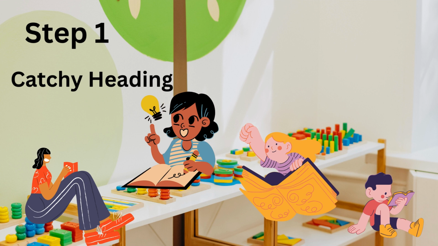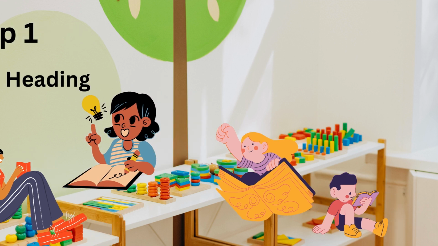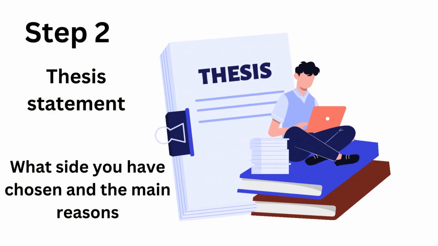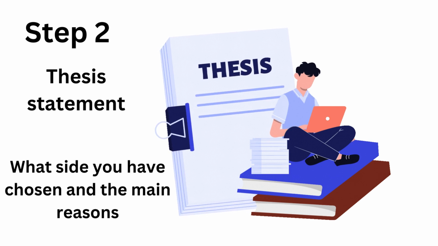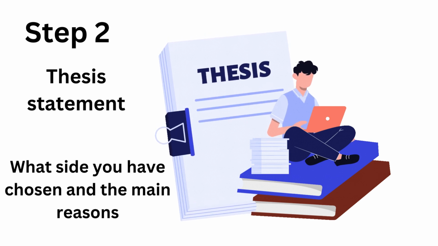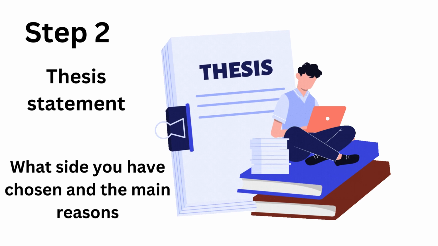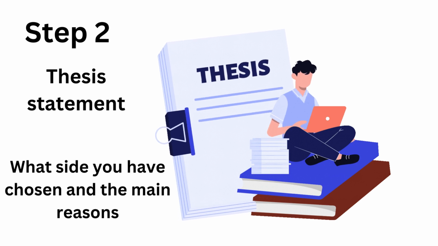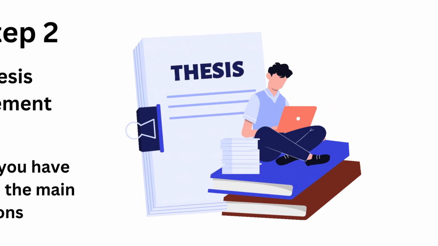Step 1. Write a catchy heading to hook the readers. Step 2. Write your thesis statement, which should be a clear and concise statement that supports your argument. Clearly mention what side you have chosen and mention the main reasons in the first paragraph of your persuasive essay.